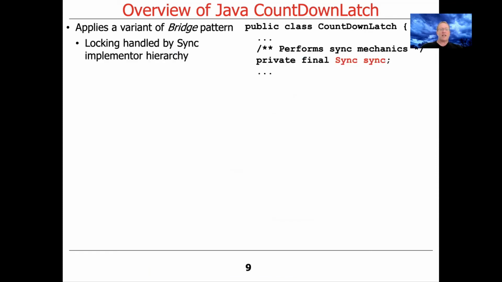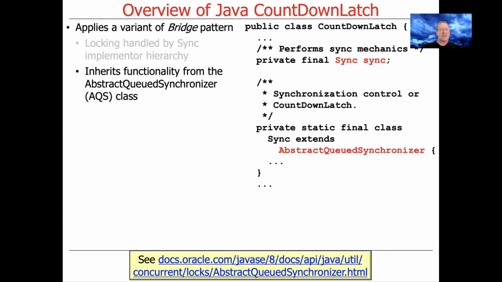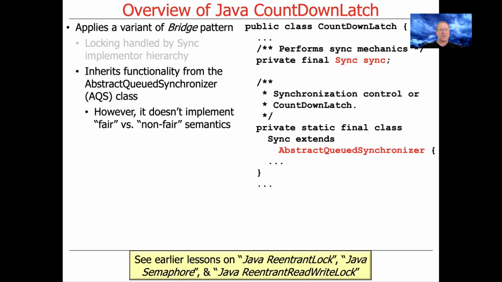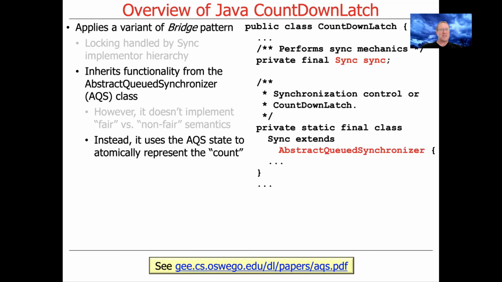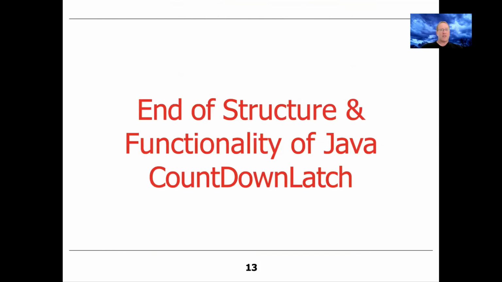The way this works under the hood is there's a Sync implementer hierarchy, and this inherits functionality from the AbstractQueuedSynchronizer class. And as I mentioned before, it's not quite as full-featured as what we would expect with ReentrantLock or Semaphore. Instead, it doesn't have this fair versus non-fair semantics. It just uses it basically for letting a group of threads be released when the count drops to 0. So it uses the state of the AbstractQueuedSynchronizer to represent the count. And then it takes advantage of the semantics of AbstractQueuedSynchronizer to know when to release the waiting threads when the count drops to 0. So that's the end of the overview of the structure and the functionality of Java CountDownLatch. Of course, we'll go into more examples of its key methods and an application of this in just a minute.